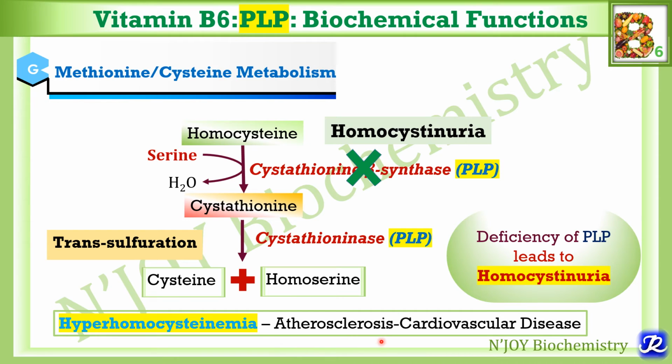So that's why deficiency of PLP leads to homocysteinuria and homocysteinemia, and this hyperhomocysteinemia is a risk factor for atherosclerosis, and in turn it is associated with cardiovascular disease. That's why vitamin B6 deficiency is associated with cardiovascular diseases.